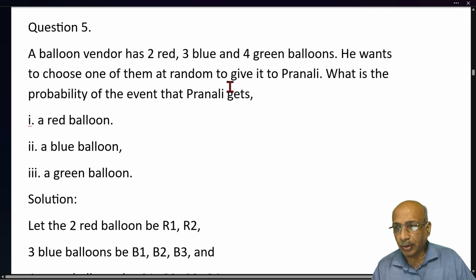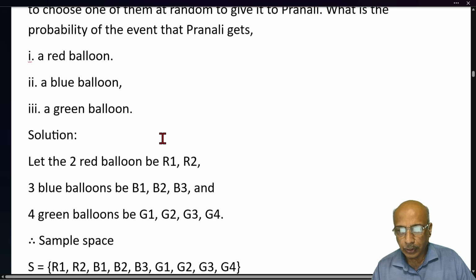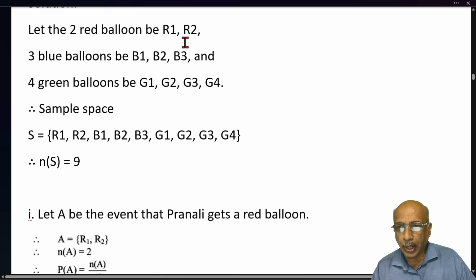Next example, question 5. A balloon vendor has 2 red, 3 blue and 4 green balloons. He wants to choose one of them at random to give it to Pranali. What is the probability of the event that Pranali gets a red balloon, a blue balloon, a green balloon? So let 2 red balloons be R1 and R2, 3 blue balloons be B1, B2 and B3, and 4 green balloons be G1, G2, G3 and G4. Therefore, sample space will be of all these terms. So n of S equals 9.